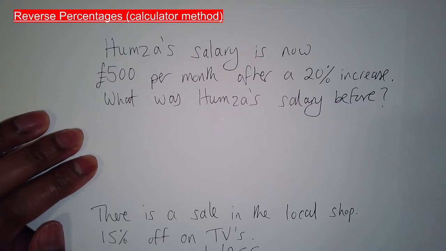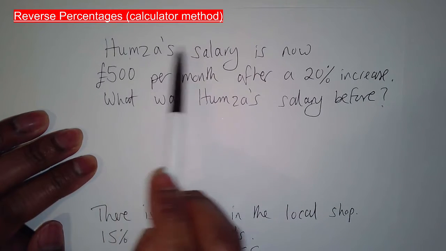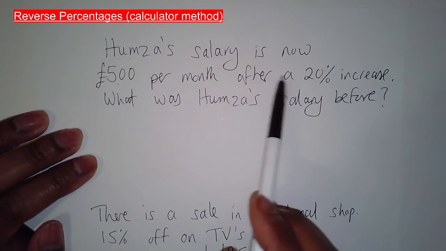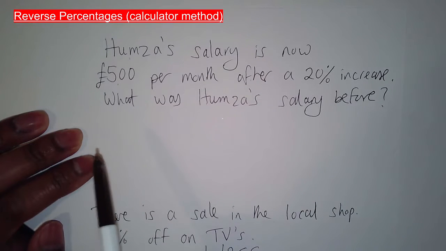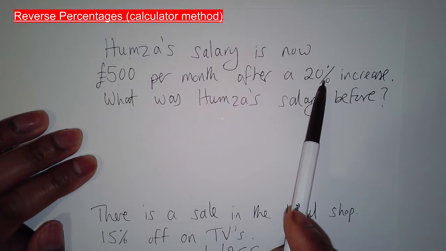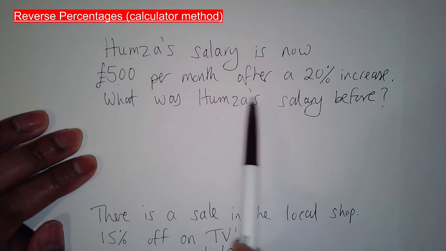I'm going to show you how to do reverse percentages using the calculator. Right, first example: Hamza's salary is now £500 per month after a 20% increase. So obviously he's had a pay rise, a 20% pay rise. What was Hamza's salary before?